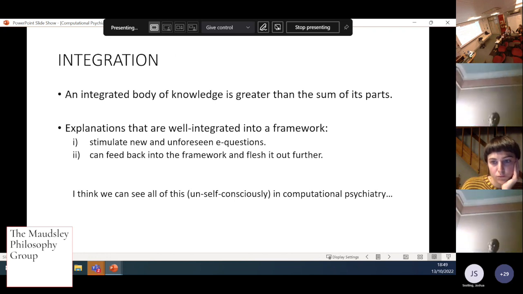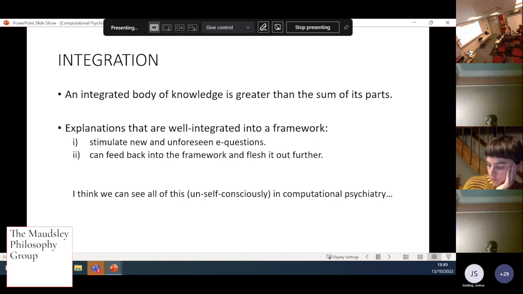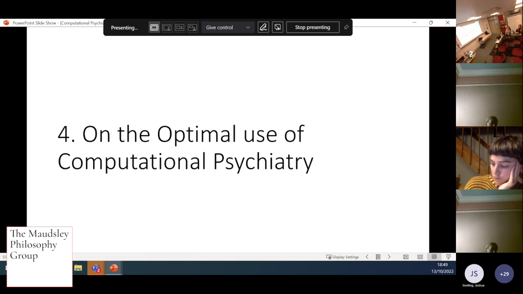Integration is fairly intuitive: an integrated body of knowledge is better than the sum of its parts. That's because explanations that are well integrated into a framework stimulate new and unforeseen questions, and they can also feed back into the framework and flesh it out further. And I think we can see all of this quite unselfconsciously in computational psychiatry.